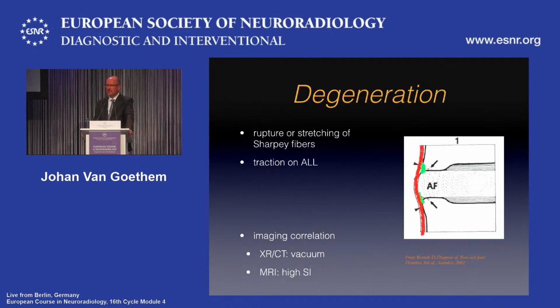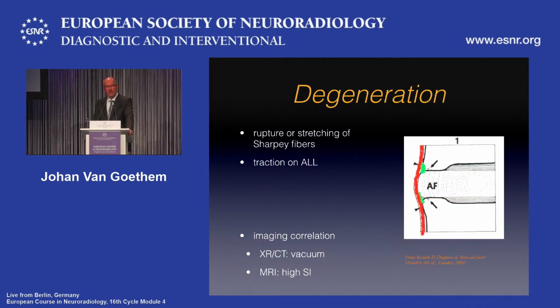In degenerative disc disease, there's rupture and stretching of the sharpest fibers, being the outer fibers of the annulus fibrosus. So what happens is you lose height of the disc, and then you get stretching of the outer annulus fibers and traction on the ALL. Now, the ALL attaches not at the corner of the vertebral body, but just below the corner, and that's where the osteophytic spurs will be seen.